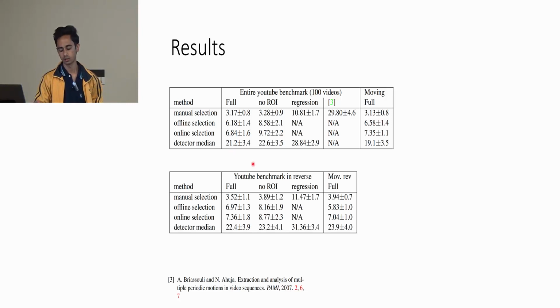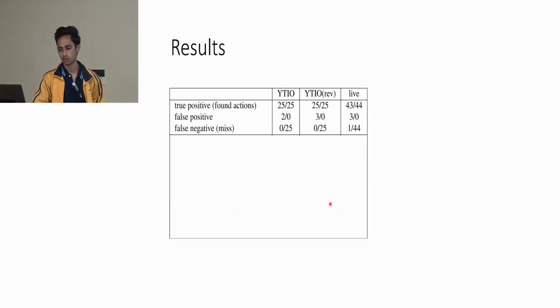They also run the same test in reverse, so they try to see if they can detect the repeating pattern given the video in reverse, and it seems very similar. This is another set of results. Here YTIO refers to 25 videos where they have non-repetitive action before and after. So it's untrimmed video, and live is also a 1 hour long untrimmed video.